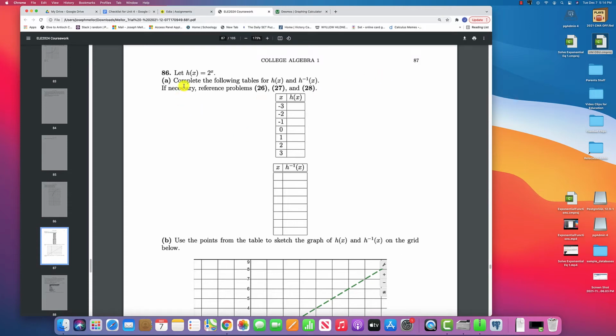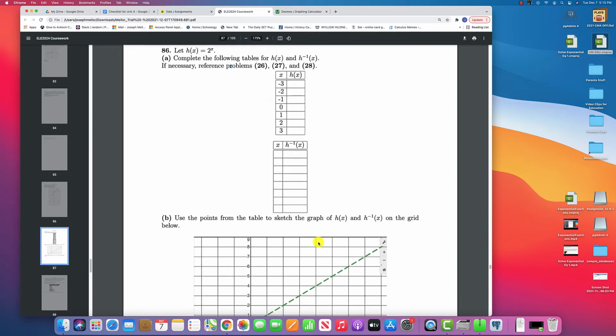Please print out problem 86 and annotate this page as we go through the parts of this problem in this video. So let's read through it real quick. We have a function 2 to the x, so an exponential function, which we've been talking about for quite some time. We're going to complete two tables, one for h, where we are given the x values, and then we're going to fill in a table for h inverse, based on what we see in this first table.